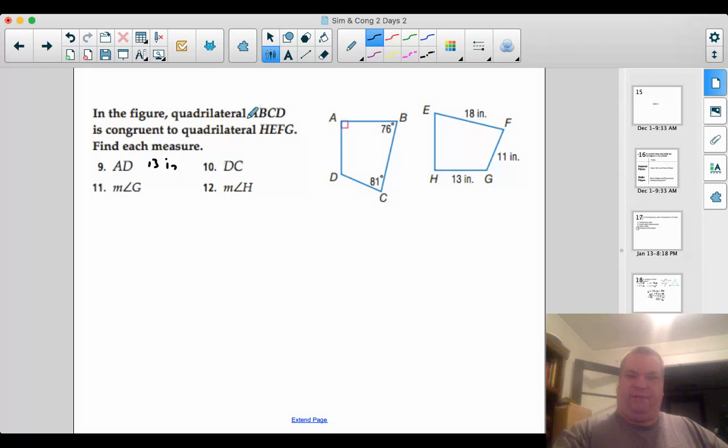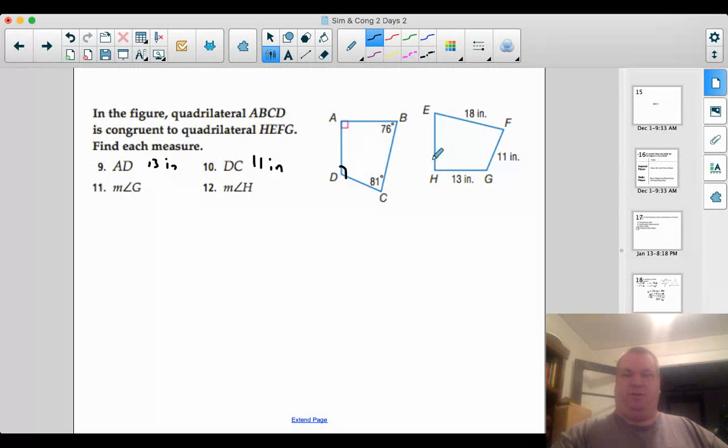If I want to find DC, those are the last 2 letters, that'll line up with GF, which is right here, 11 inches. Again, if we rotate this 90 degrees, this will be on the bottom, which will line up with DC. So DC is 11 inches. Okay, the measurement of angle G, well, G corresponds with D. I don't know that one. Let's come back to that.